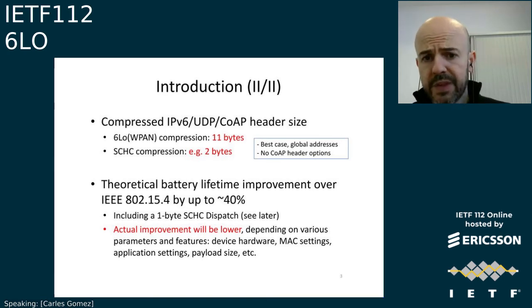So for battery-enabled devices, this may represent some theoretical battery lifetime improvement when those packets are sent over 15.4 by up to roughly 40%, even if we include an additional third byte, which would be the SCHC dispatch, as will be shown later. Although a disclaimer here is that the actual improvement will be lower, depending on various parameters and features, such as the device hardware, including the sleep state current consumption, MAC layer and application layer settings, payload size, and so on. Next, please.